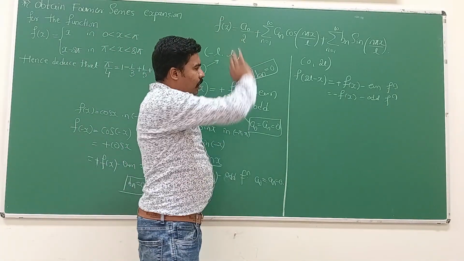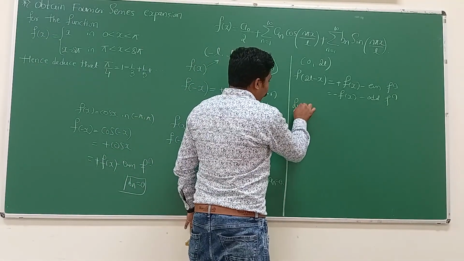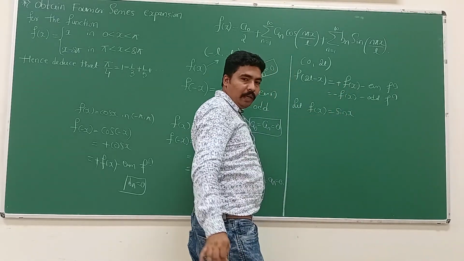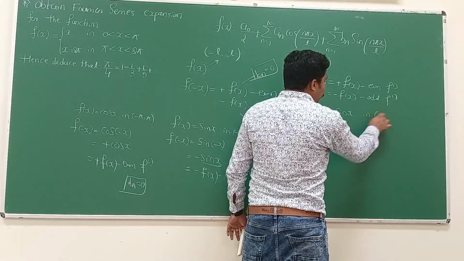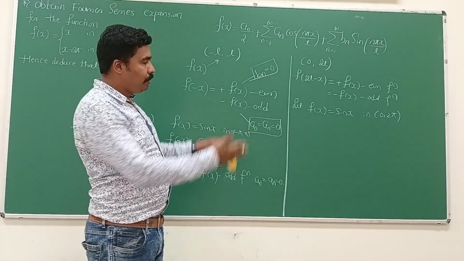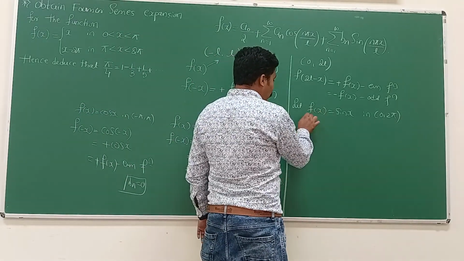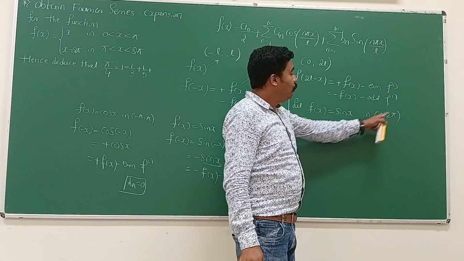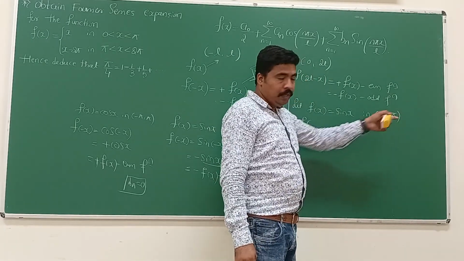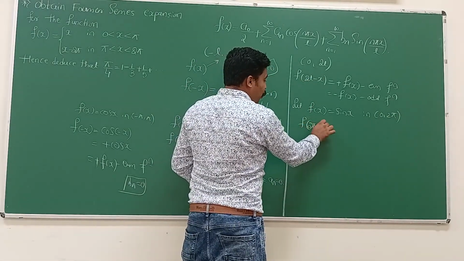Now, I'll take one simple example. Same sin x, cos x only I'll take. Let f of x equal to sin x in the interval 0 to 2 pi. Standard limit, 0 to 2 pi. Now I want to check whether it is even or odd. We know how to check even or odd. It is of the form 0 to 2L. 0 to 2L means L equal to pi. So what do we have to replace? x should be replaced by 2 pi minus x, because L is pi.